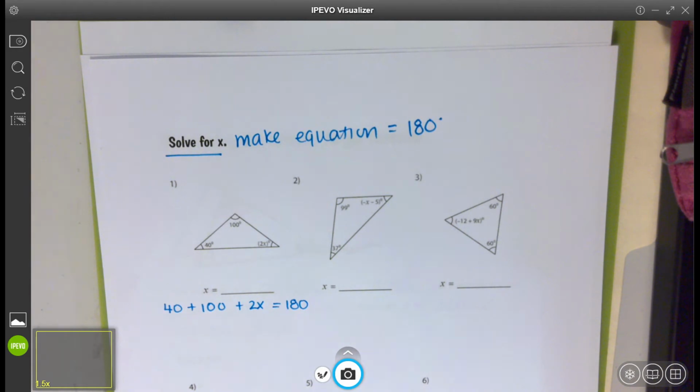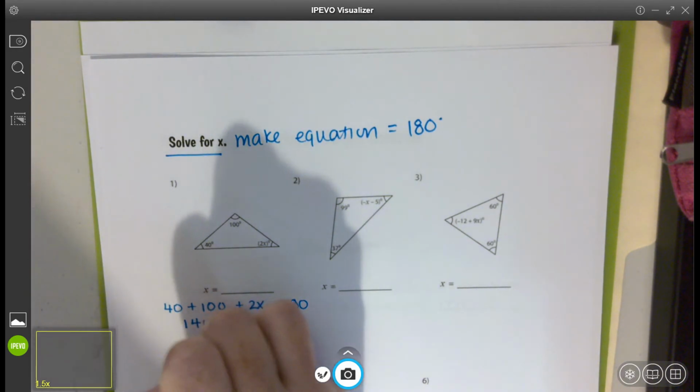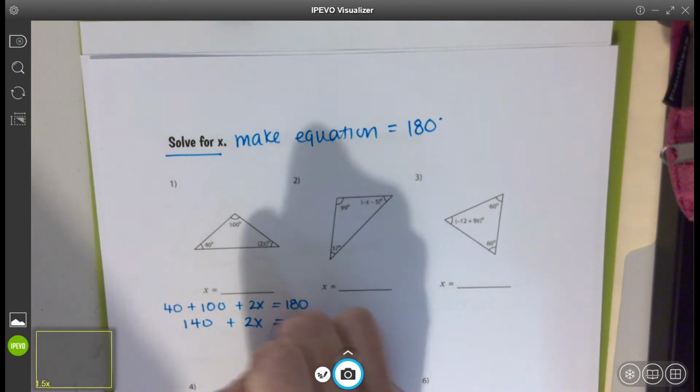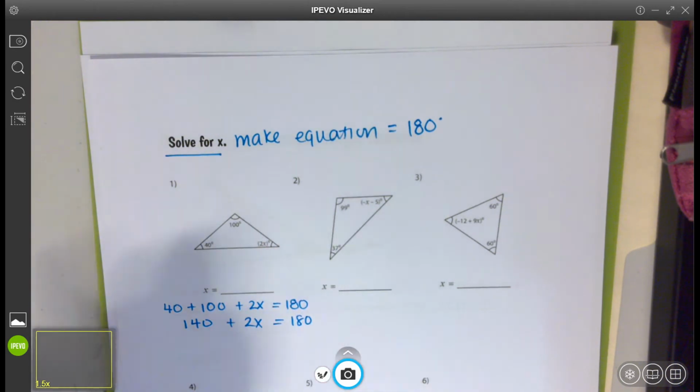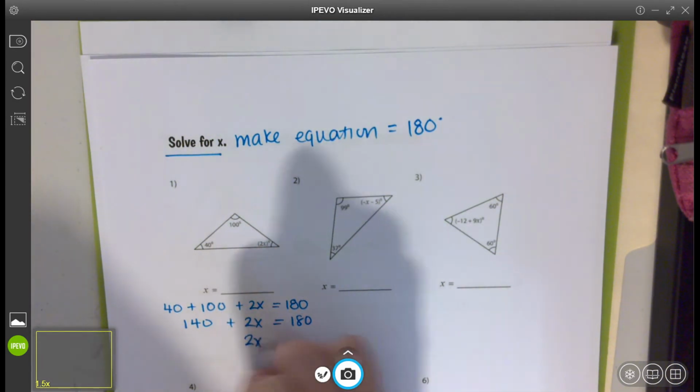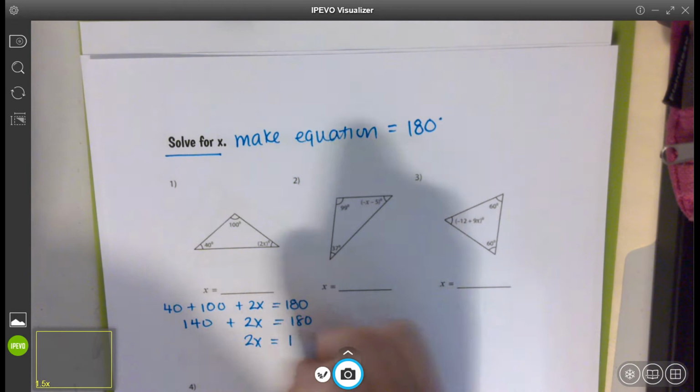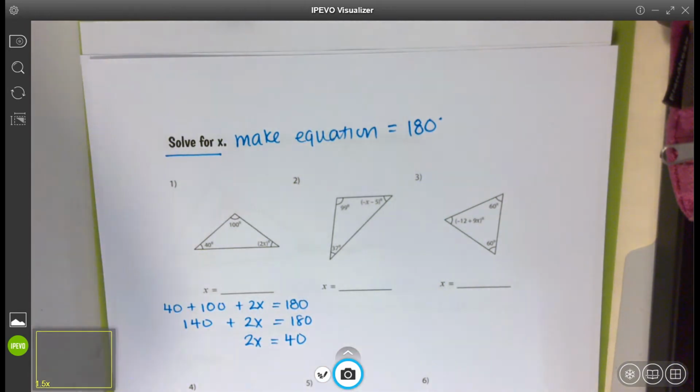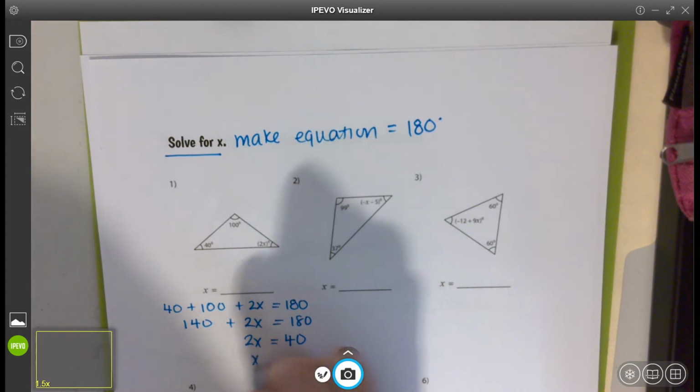So now I'm going to combine like terms. So I have 140 plus 2x equals 180. Subtract 140 from both sides. And I have 2x equals 40. So now I divide by 2 and x equals 20.